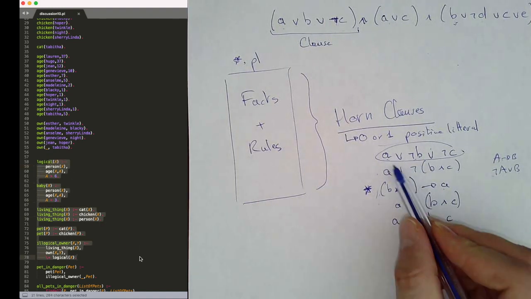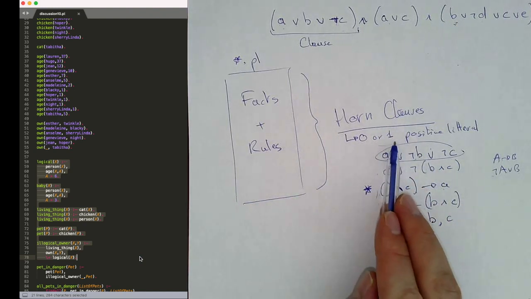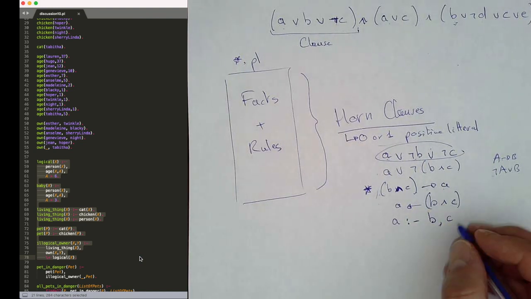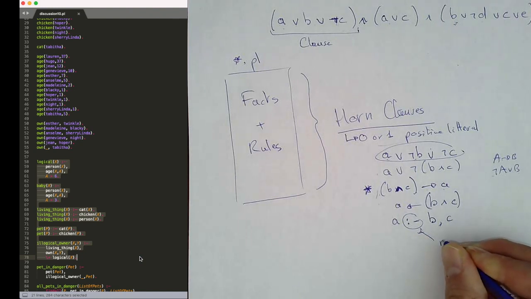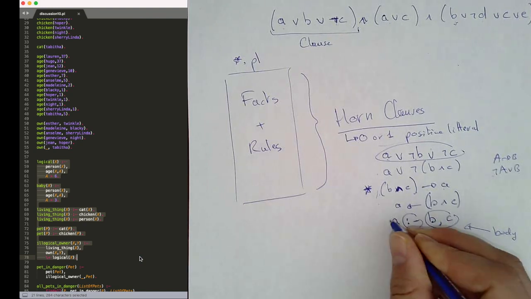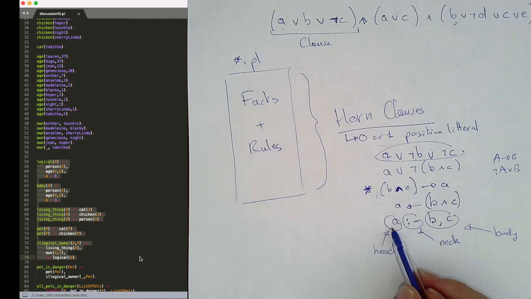because they always have one positive literal, and we'll see why one or zero and why not two or more. Just so we're clear on the terminology, this is the neck, the Prolog neck. This is what we call the body and the head. So you have the head before the neck, which kind of makes sense.